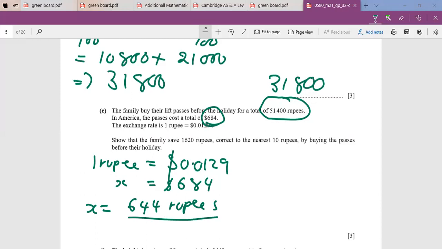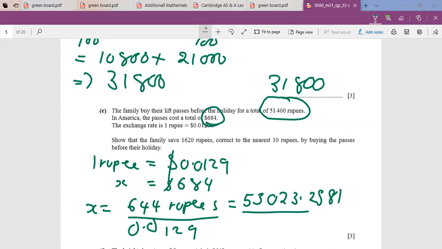X will be equal to 684 divided by 0.0129. Of course, the dollars will cancel. They are going to divide. And this is going to give us 53,023.2581. So in America, it's going to give you this much. But if you were to buy it direct before the holiday, suppose it's in India, you spend this.